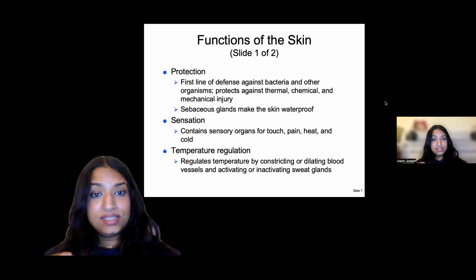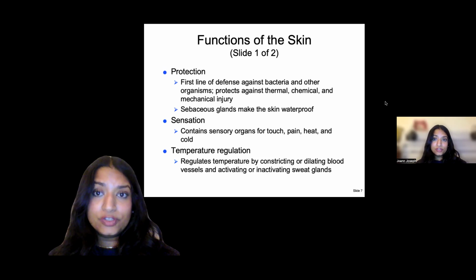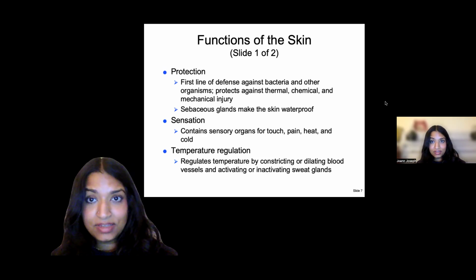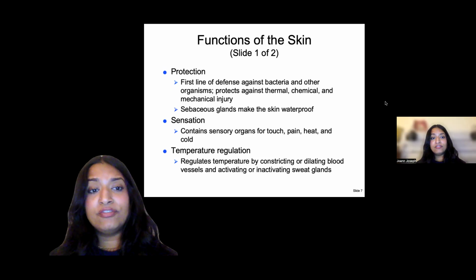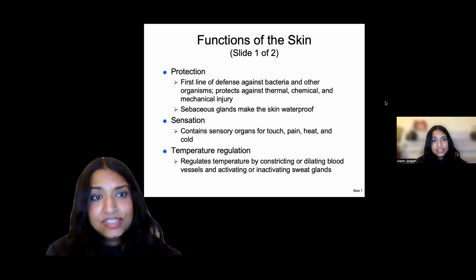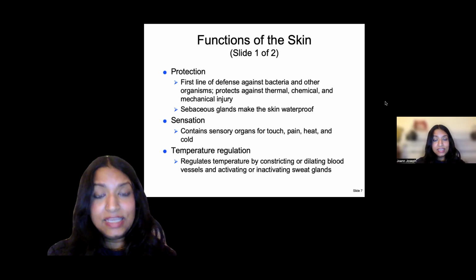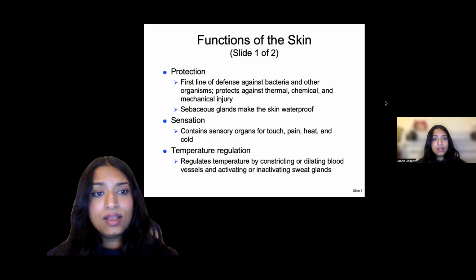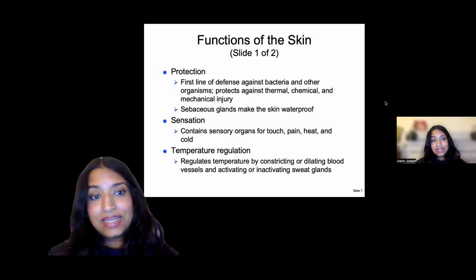Sebaceous glands make the skin waterproof. Sebaceous, I said earlier, refers to oil. So think about how water is repelled by oil. If you have oil on your skin or in your hair and you drop water on it, it just slides off. Those sebaceous glands are found in our skin, and that's how our skin keeps itself waterproof. That's why when we take a shower, water doesn't just come into our body. It has a protective gland there.